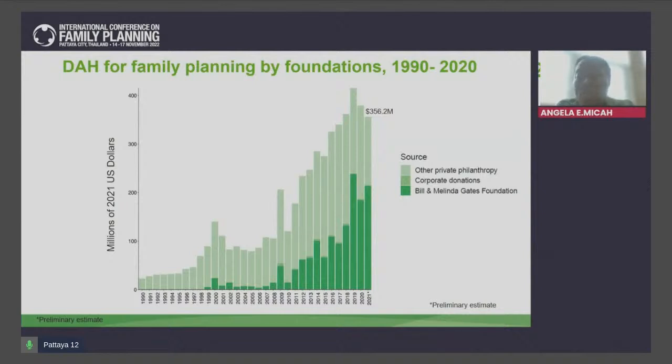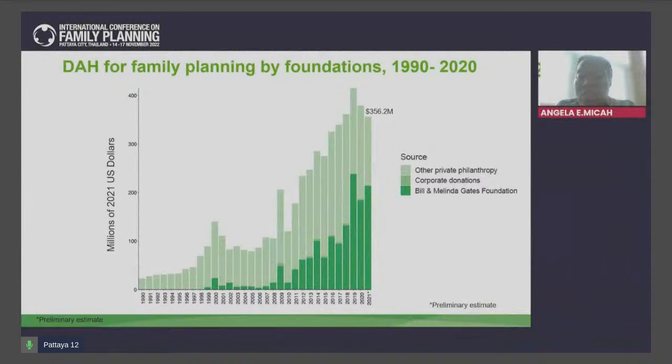In terms of foundations, we are looking at an aggregate of about 356 million having been transferred in 2021. Over time, we see that different foundations have played a role here, with more of a role or dominance for other private foundations at the very beginning of the time series that we have, and an increased role for the Bill and Melinda Gates Foundation in more recent years.